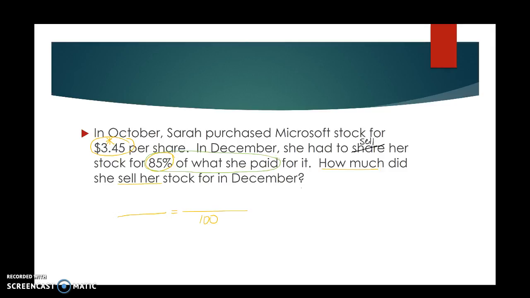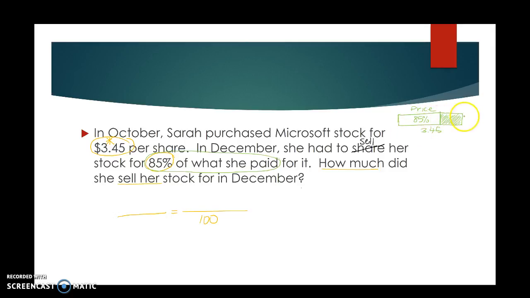So is the stock increasing or decreasing? So let's look at, here's her stock price. And she had to sell it, and that it was $3.45. And she had to sell it for 85% of what she paid. So actually, we need to use this percent because we're talking about the increase or decrease. So what percentage did it increase or decrease? So if it's of what she paid, so we want to find the difference, right?